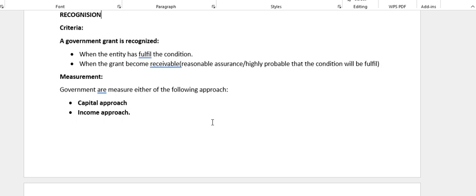So once these two criteria are met, you can recognize your government grant on your financial statement. Number one criterion is when the entity has fulfilled the condition. Number two, when it becomes obvious that the grant will be received, having this assurance that it is highly probable that the conditions will be fulfilled by the entity.